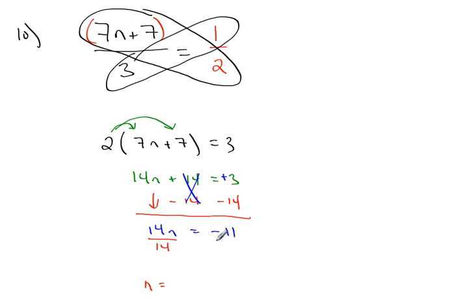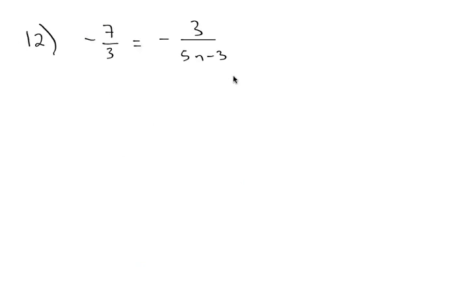Yep, I'm going to divide by the coefficient in front of the variable. 14 is the coefficient in front of the variable. So I'm always dividing by that coefficient. And then n is equal to negative 11 over 14. Can that be simplified? Nope. Call it a day.